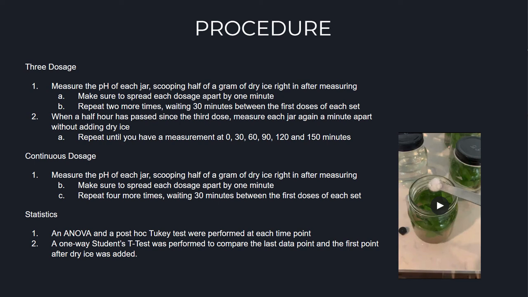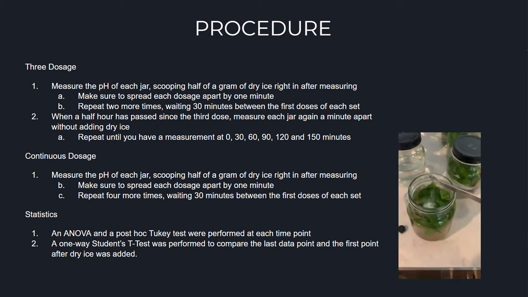For statistical analysis, I used a 2-way ANOVA test along with a Tukey test with an online calculator. Statistical significance was determined between groups. A 1-way student's t-test was used to determine if there was a statistically significant difference in means.